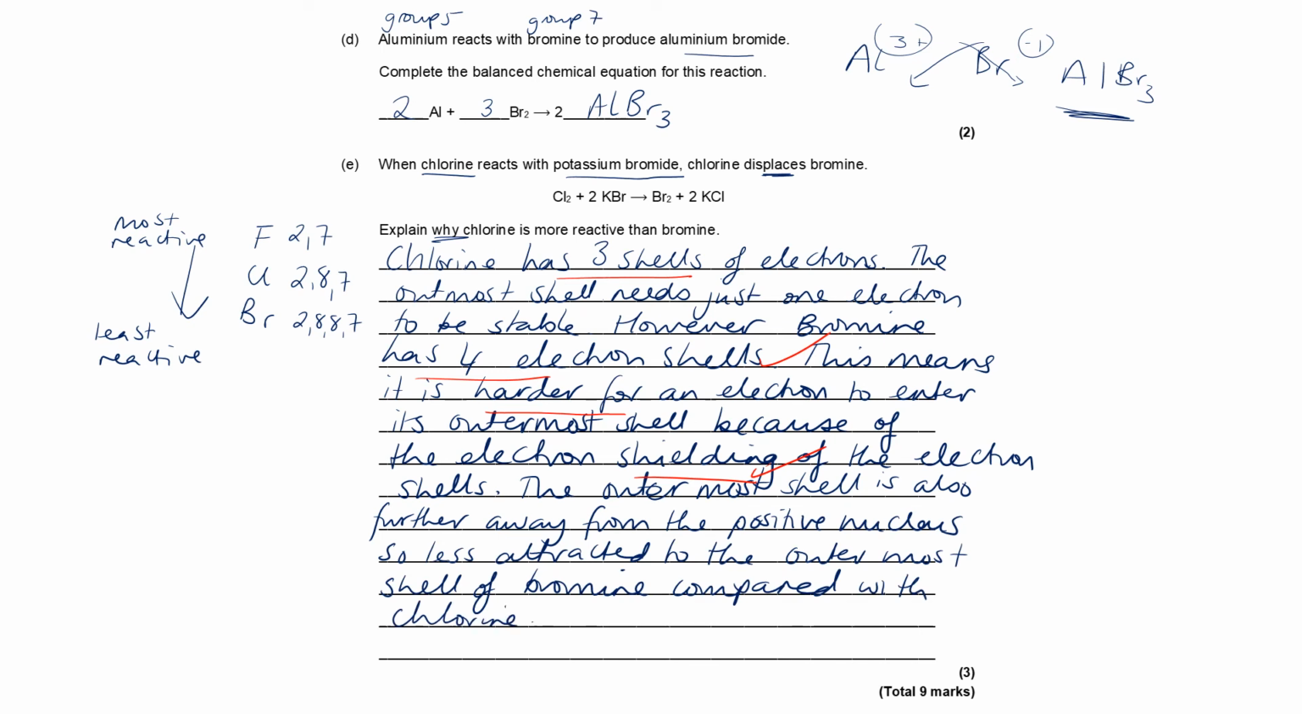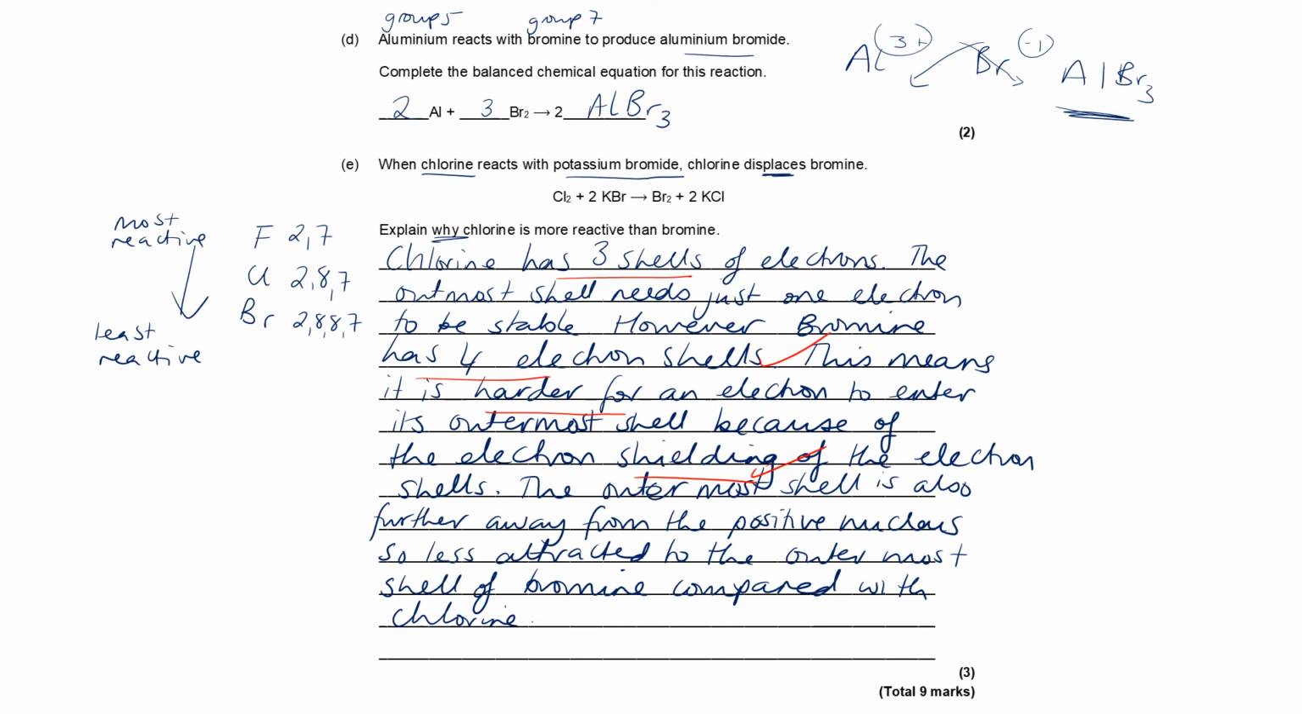Chlorine is 2, 8, 7. And bromine is 2, 8, 18, 7. And I know that fluorine is the most reactive in group 7 and the least reactive as you go down the group. So chlorine has 3 shells of electrons. The outermost shell needs just 1 electron to be stable. However, bromine has 4 electron shells. This means it is harder for an electron to enter its outermost shell because of the electron shielding of the electron shells. The outermost shell is also further away from the positive nucleus, so less attracted to the outermost shell of bromine compared with chlorine.